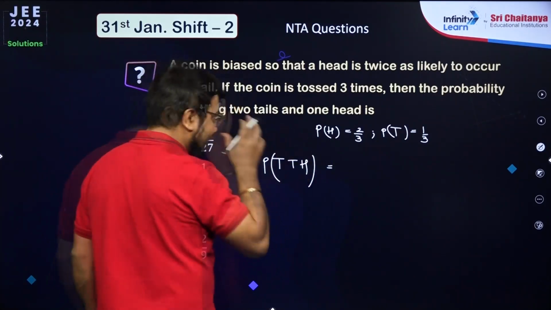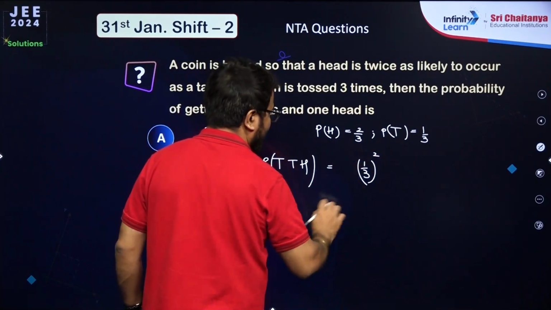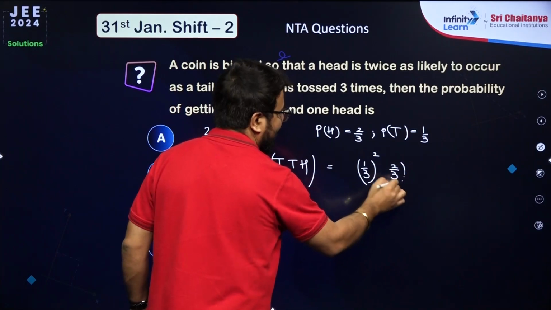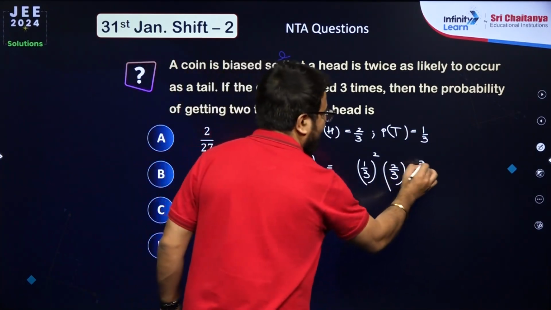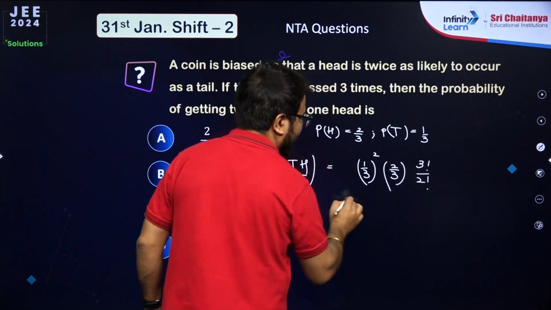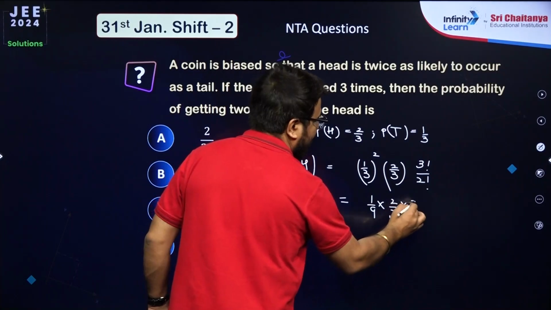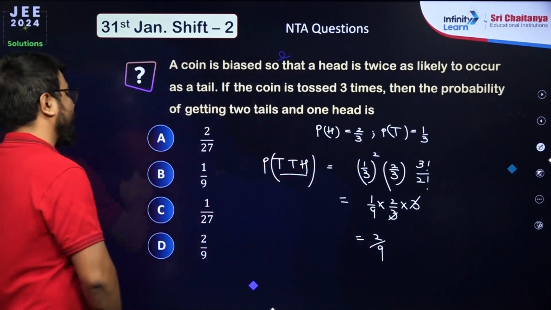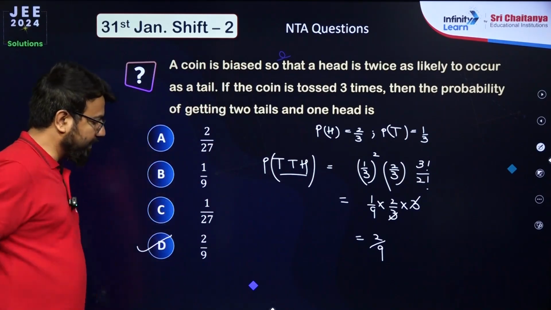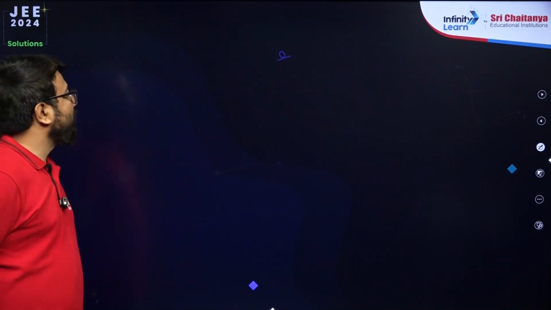That means tail probability will be multiplied 2 times and head probability will be multiplied 1 time. And this TTH can be arranged with the help of 3 factorial over 2 factorial. So this becomes 1 by 9 into 2/3 into 3. 3 and 3 get cancelled, ultimately we have the result 2 by 9. 2 by 9 is given to us in option D, hence option D will be the final answer. Moving forward to the next problem.